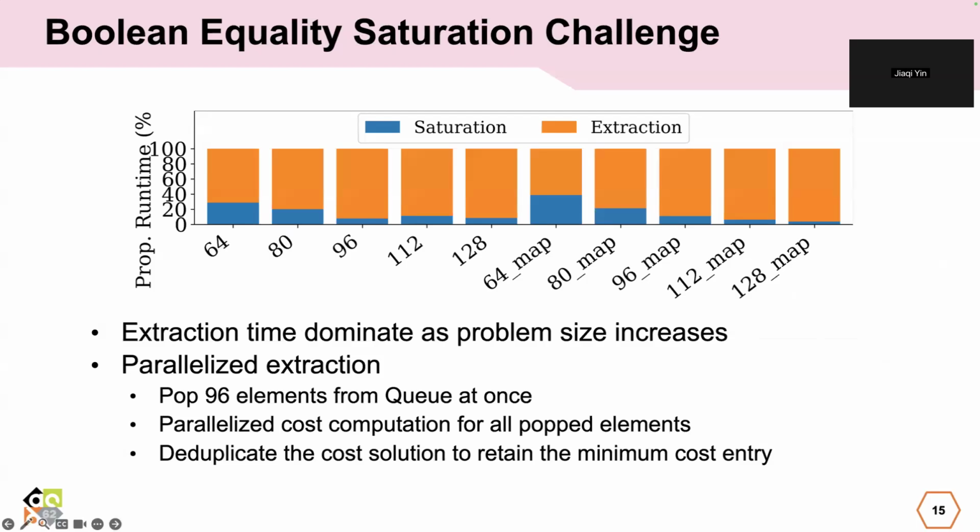A challenge in equality saturation, especially as the problem size increases, is that the extraction time can dominate the entire runtime. As we can show in this graph, sometimes the extraction takes more than 95% of the total runtime. To mitigate this challenge, we have implemented parallelized extraction. This involves processing multiple elements from the queue simultaneously, performing the cost computation in parallel, and then deduplicating the result to minimize memory. This parallelized extraction can theoretically guarantee the same quality of result as the non-parallelized extraction.